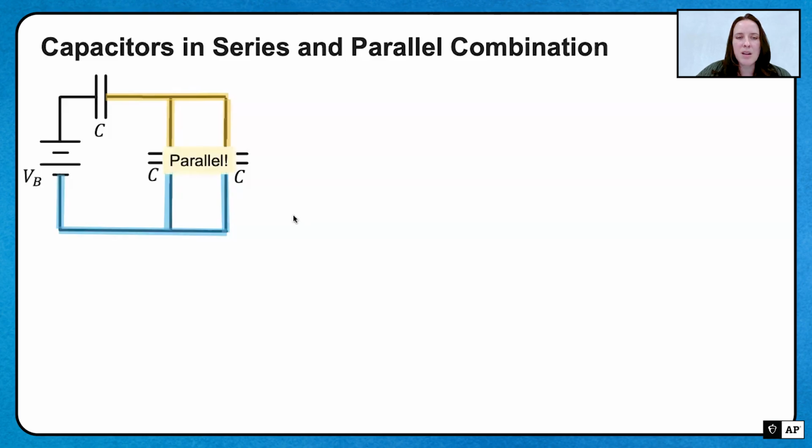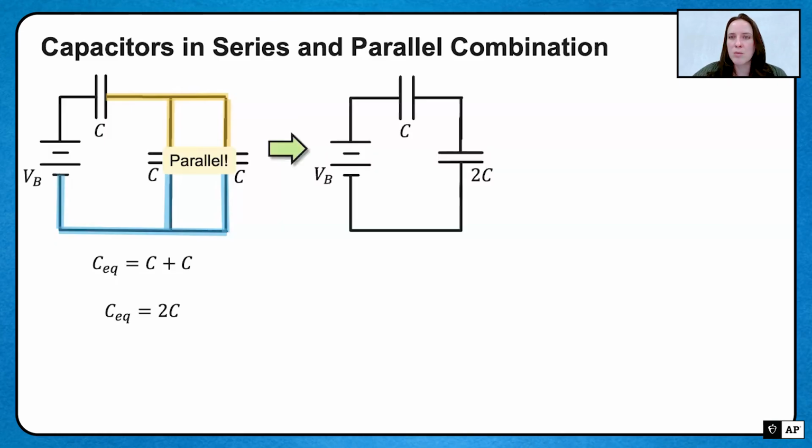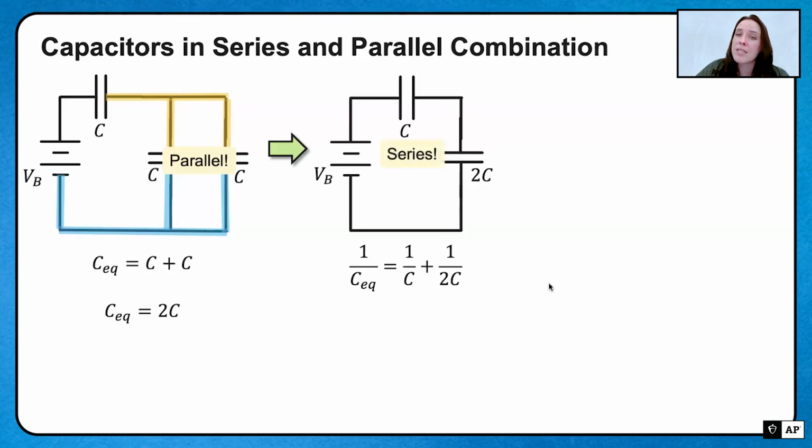Huzzah! I know that for capacitors in parallel, I add their capacitance. So my equivalent capacitance of those 2 capacitors is C plus C, or 2C. This circuit behaves the same way as if those got smushed together, and now I have just one capacitor there with a value of 2C. Well, now for these 2 capacitors, there's nowhere else to go, so they're in series. And when I have capacitors in series, I add their reciprocals.